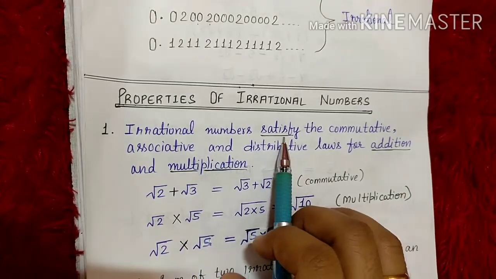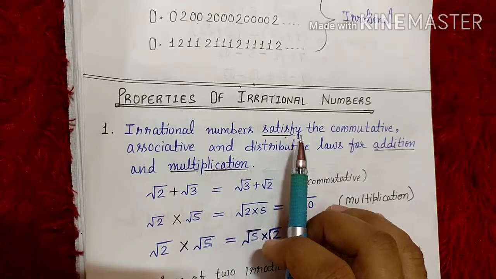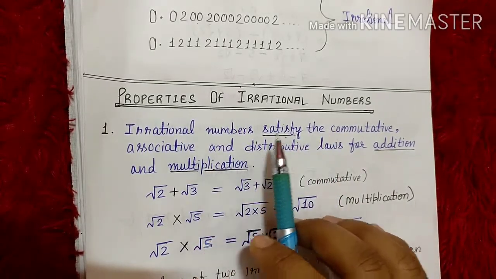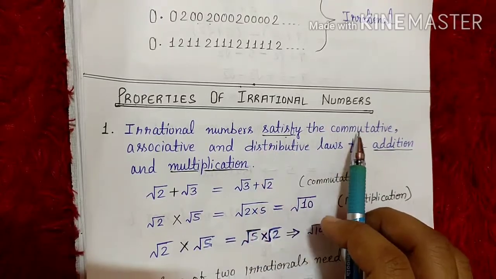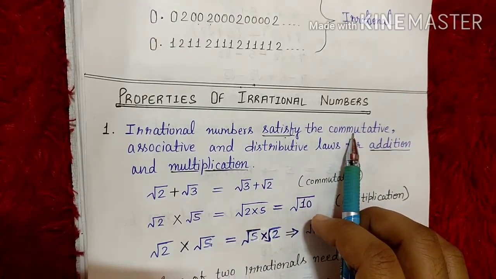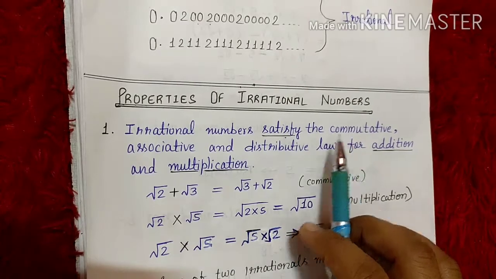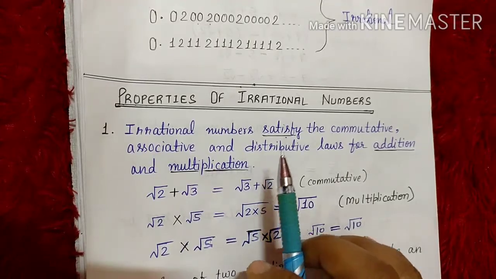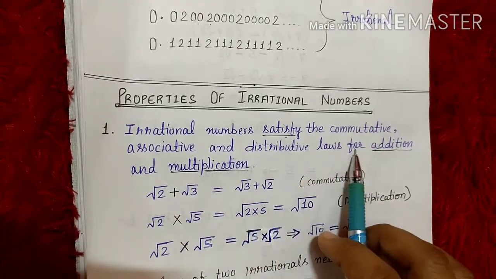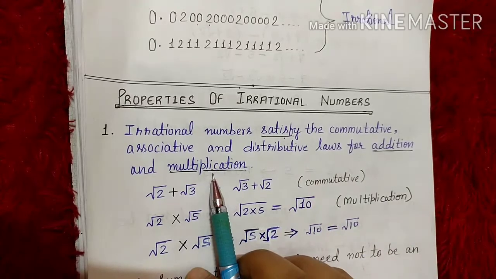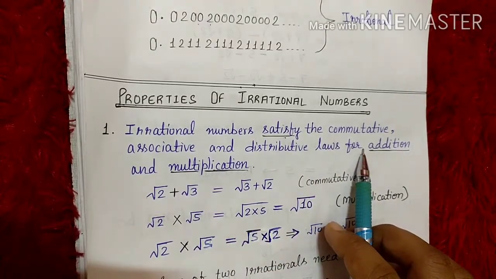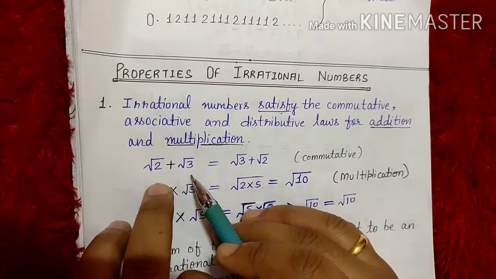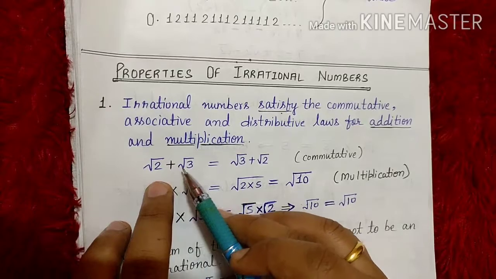We are talking about irrational numbers satisfying these. We have learned about the closure property also, but I have not mentioned it here because irrational numbers don't satisfy the closure property, but they satisfy commutative. Commutative property means the order changes but the answer remains the same. Associative means the grouping changes but the answer remains the same. Distributive means one is distributed over the others. But this is only for addition and multiplication, not for subtraction and division. For example, root 2 plus root 3. These two are what? Irrational numbers.